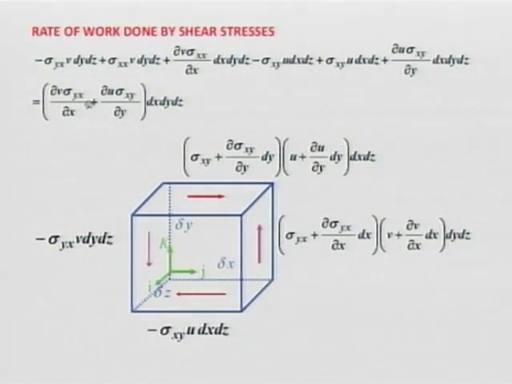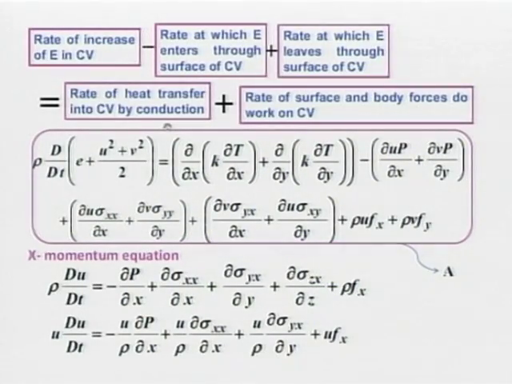So, now we have budgeted work done by pressure, work done by normal stress, work done by shear stress. So, we have to now add all of them. If you do that, we get the rate of increase in E, rate of heat transfer, rate of work done by surface and body forces. Of course, body force also does work. So, what is the work done by a body force? Fx into rho u, mass into velocity into body force. Is that right? So, now this is the whole lot of equation I get.